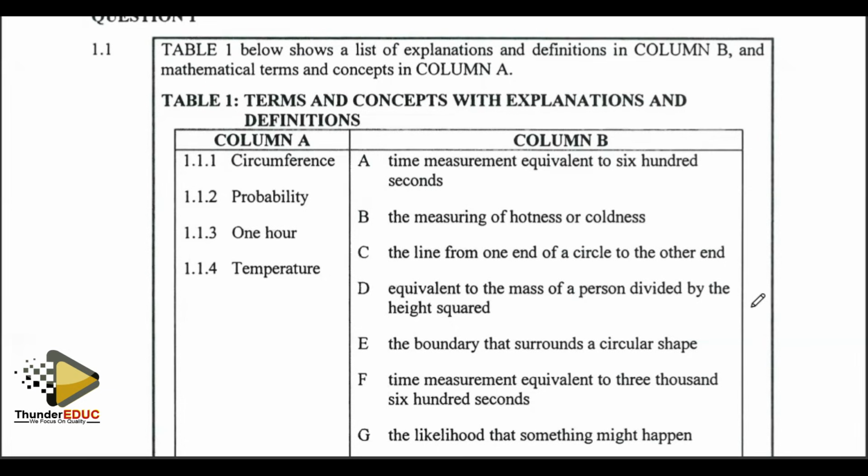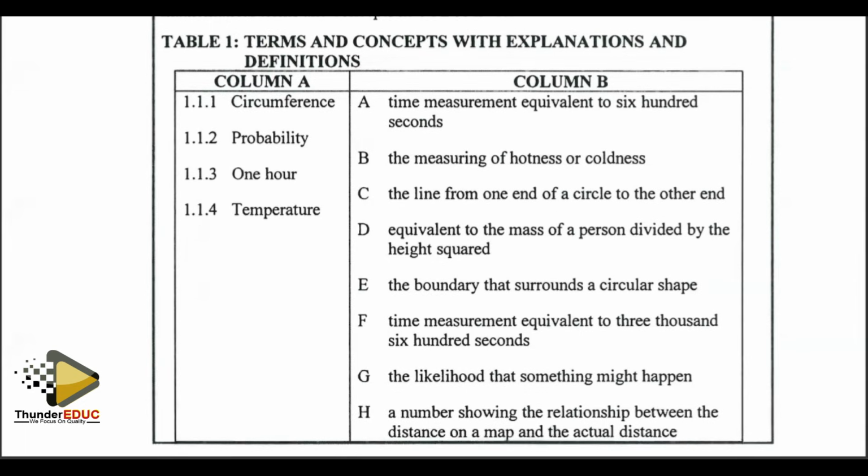All right, what do we say? First and foremost, you may look at the terms. 1.1.1, we have circumference. 1.1.2, probability. 1.1.3, 1 hour. 1.1.4, temperature. All right, then you can go through the explanations, which are in column B. These were the concepts we are talking about, and the explanations are on this other side.